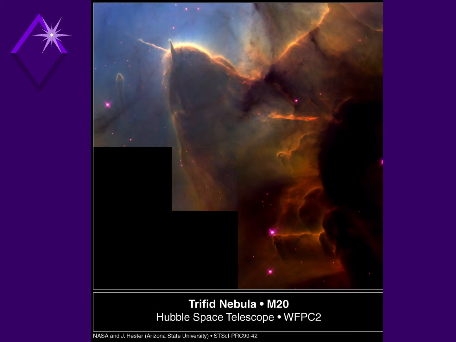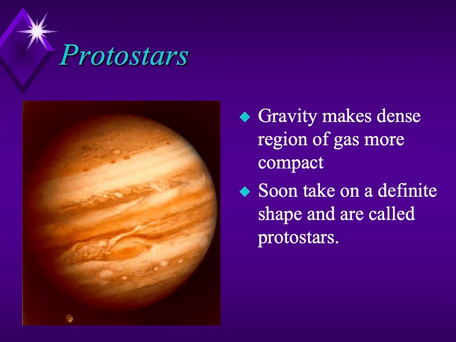Here is another image of the Trifid Nebula. In this image, you can see several young stars in the early stages of their formation. As these clouds of gas and dust are pulled together by gravity, the region in the center becomes more compact. A protostar is forming. Proto is Greek for first, as in a star in its first stages.